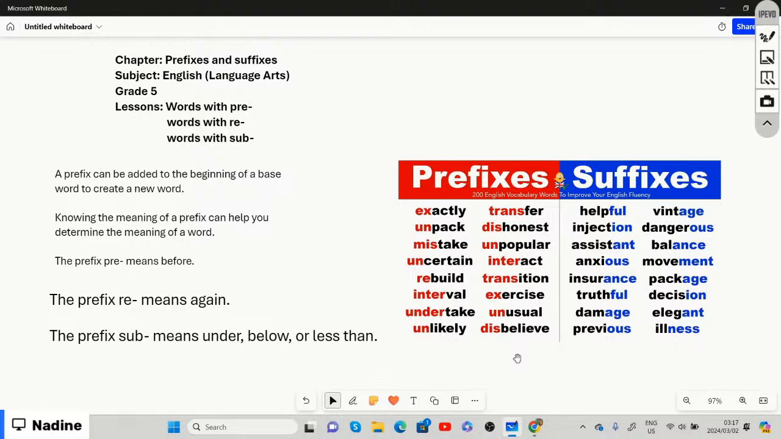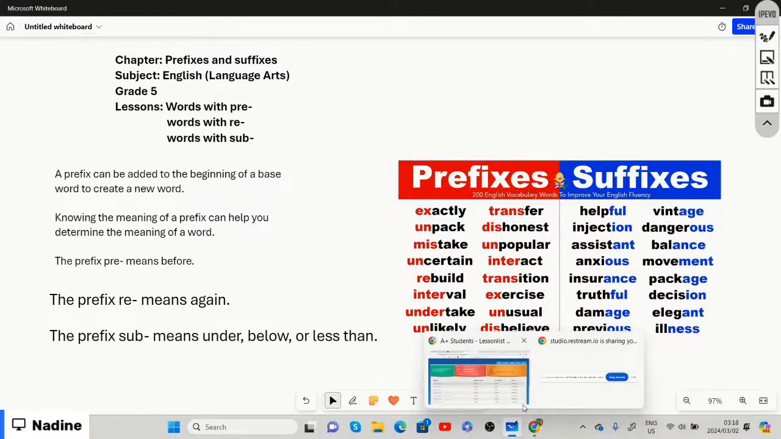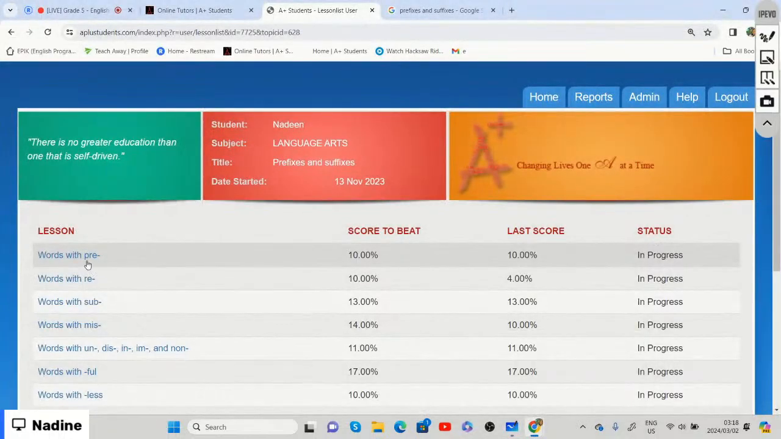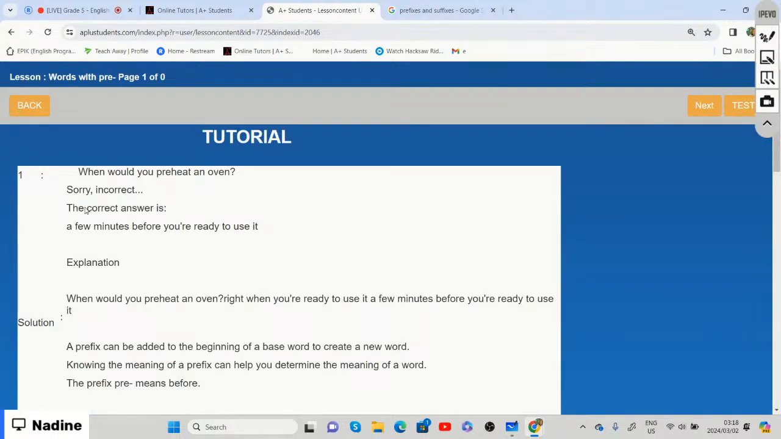But today we're not going over suffixes, right? And we are doing our tutorial lesson on aplusstudents.ca. So now we're going to aplusstudents.ca. So we're going with words with pre. So words with pre. And we said words with pre means before. So pre means before.